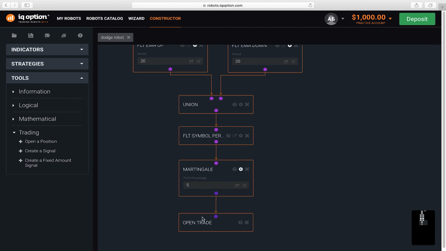Save your work and test it on historical data.